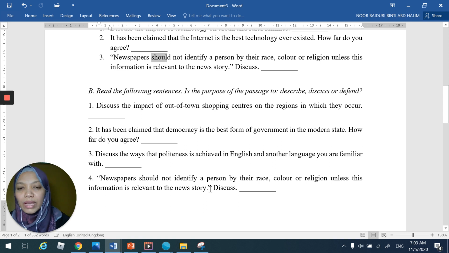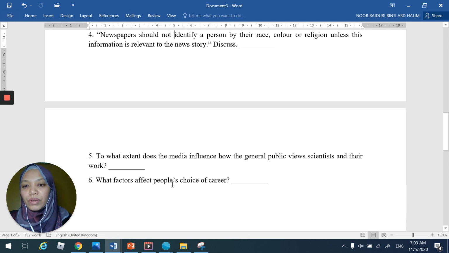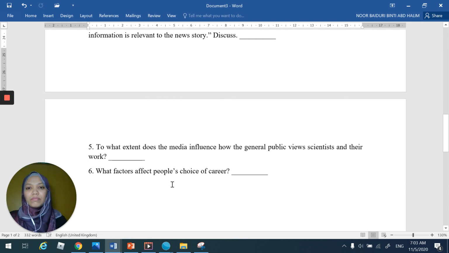Okay, let's go to number 4. Newspapers should not identify a person. I think this is the same statement, right? So we know the answer already. This one should be to defend. Moving on to number 5. To what extent does the media influence how the general public views scientists and their work? So this one has no clear standpoint, so this one is for you to discuss. Show the pros and the cons, and you can even state your standpoint.